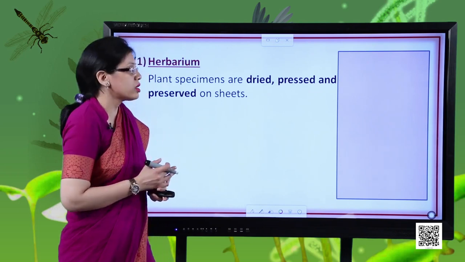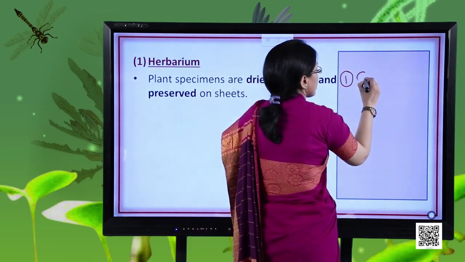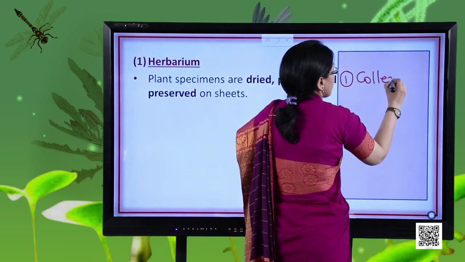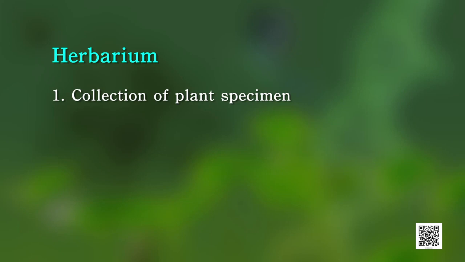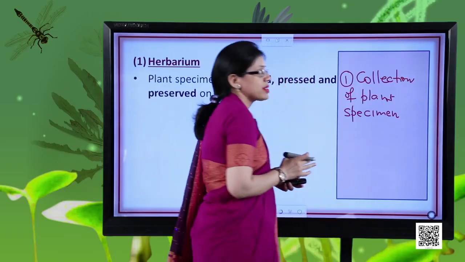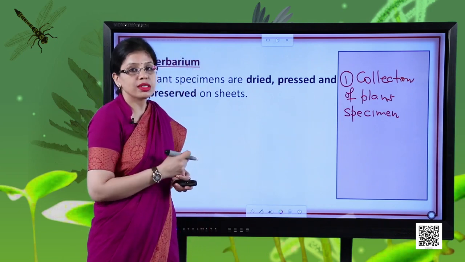How can we make a herbarium? So the first step in making of herbarium, of course, is the collection of the plant specimen. So we have to collect the plant specimen. So what is the first step we have? That is the collection of plant specimen. So whatever plant specimen we are collecting, we have to keep certain precautions in mind.